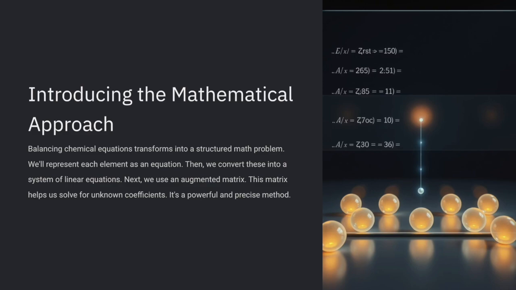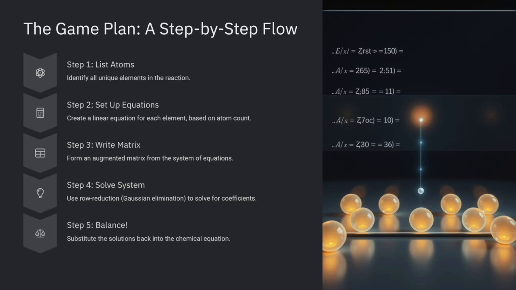So let's talk exactly about what that process looks like. We represent each element in the reaction with an equation. Then we turn it into a system of linear equations, convert that into an augmented matrix, and solve it using row reduction. As you can see, if you follow these key steps, you will be able to solve these chemical equations in a less tedious manner, and a more scalable, consistent, and less error-prone manner.